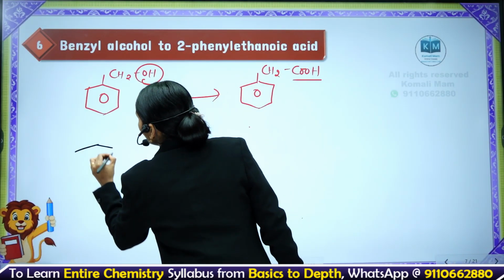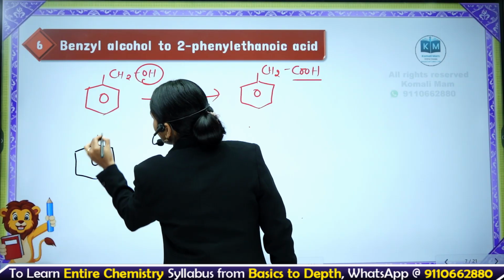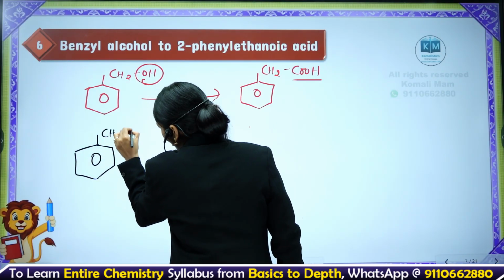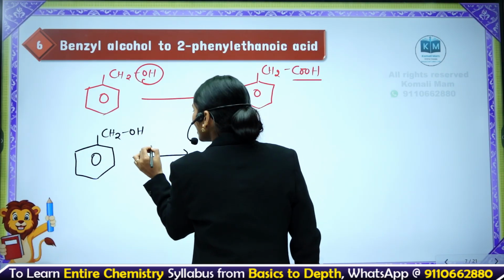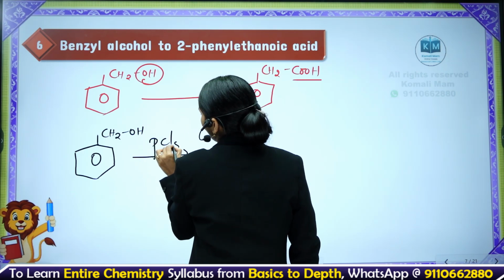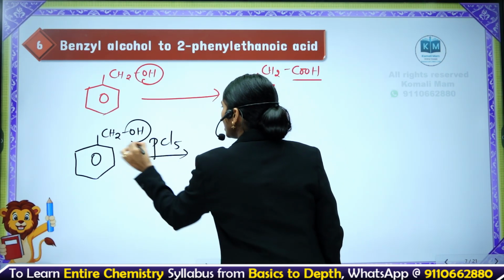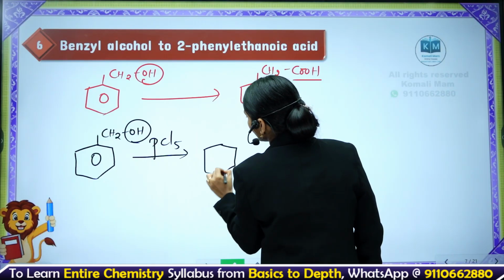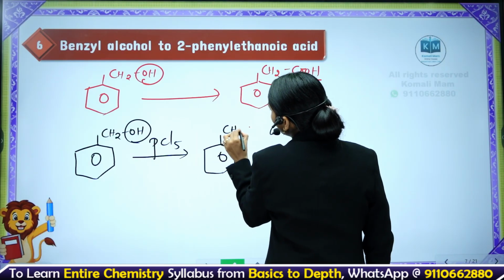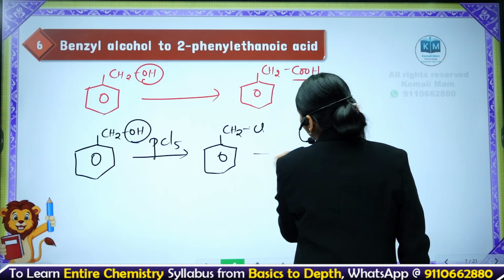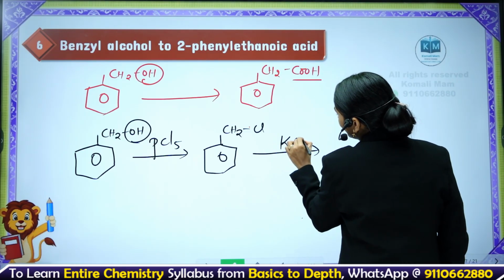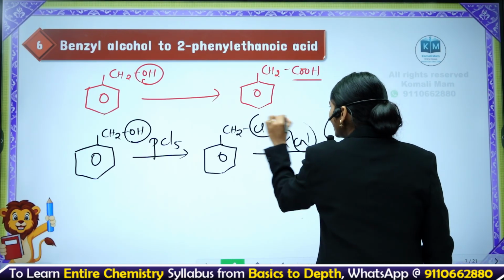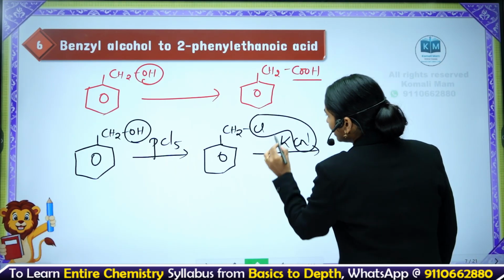See the route map. We have to take CH2OH, benzyl alcohol, and treat with thionyl chloride or PCl5, anything. Just replace this OH with Cl. Once you replace the OH with Cl, treat with KCN. Ma'am, how should I get that idea?